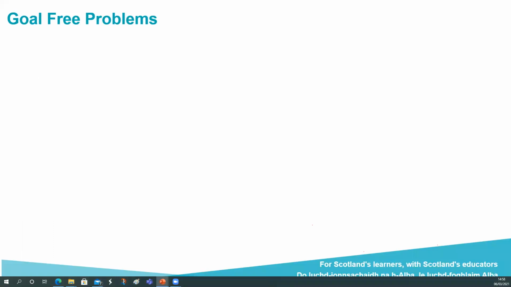So we are now going to have a little look at goal-free problems. This is something you might be familiar with if you work further up school. It's used in quite a lot of secondary schools, and it's suggested in a paper that we will put a link to at the end, the Sweller paper, that traditional problem solving tasks with a specific goal can be quite cognitively demanding. It's an unfamiliar context, there's lots to read, lots to take in, you're trying to work out what to do, and for some learners it's just too much all at once.